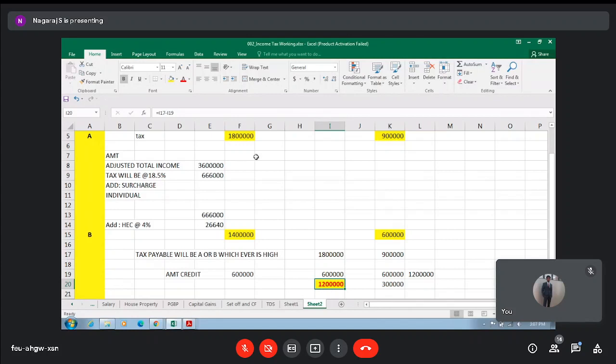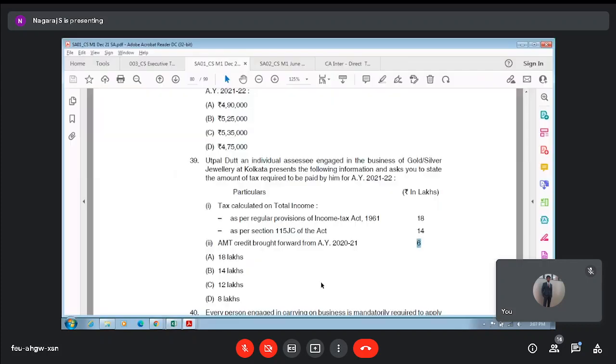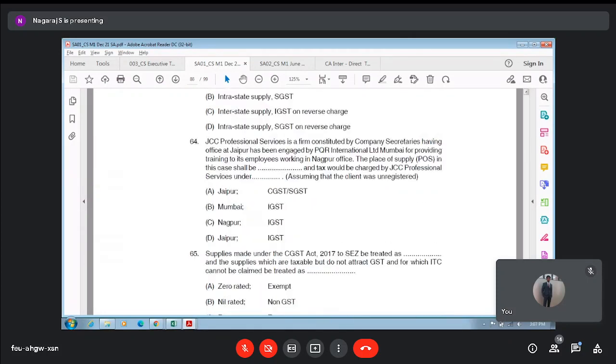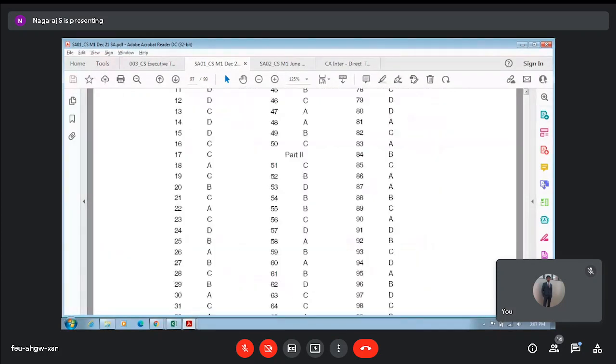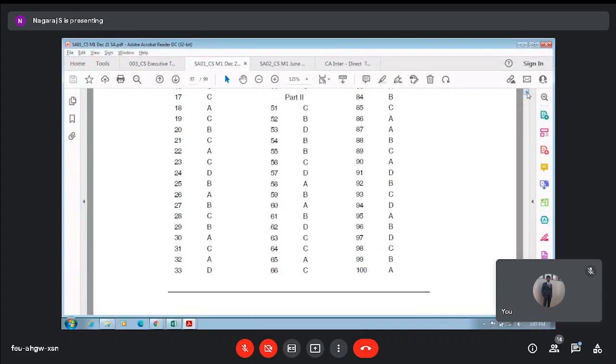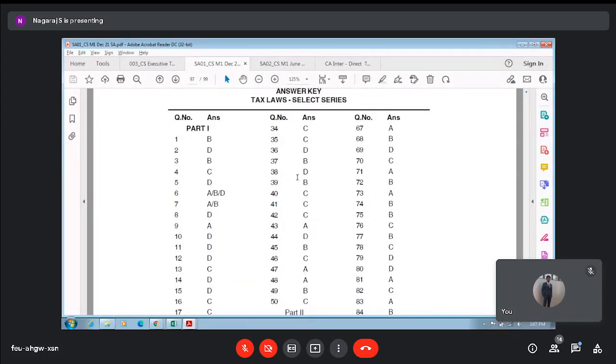The answers will be given. See, 18 lakhs will also be given, 14 lakhs may be given, 12 lakhs is also given. And 8 lakhs, I don't know how they have got 8 lakhs. They have given options. What is the tax payable? 14 lakhs. What is the answer? B.